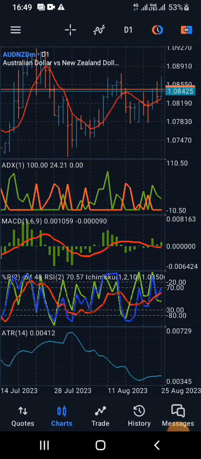We have the moving average, which is on the main chart, followed by the ADX and the MACD. Then we have the Percent R and the RSI combined with the Ichimoku to give us this particular setup you see here. Now this setup is built to permit me to have better entries.